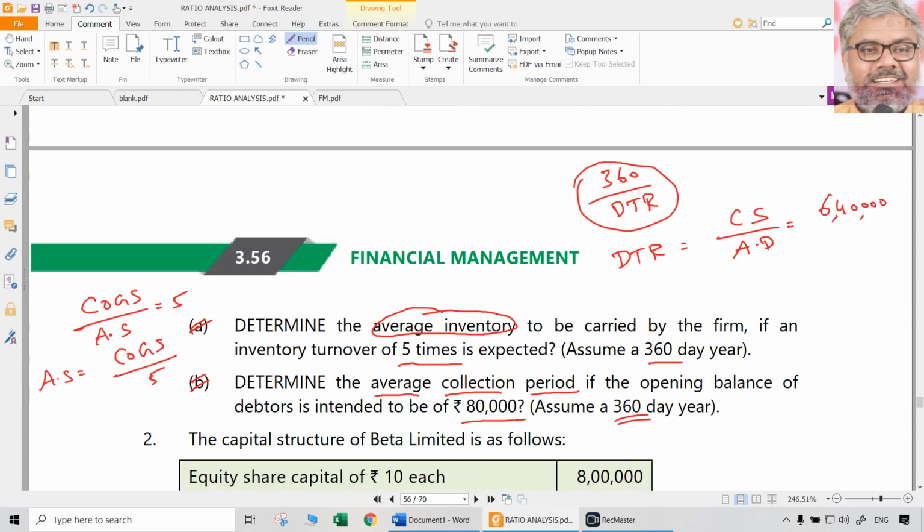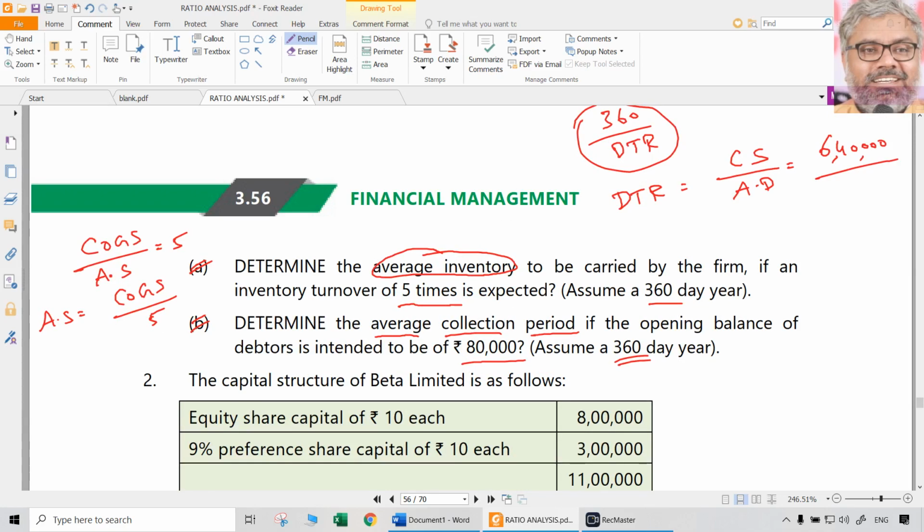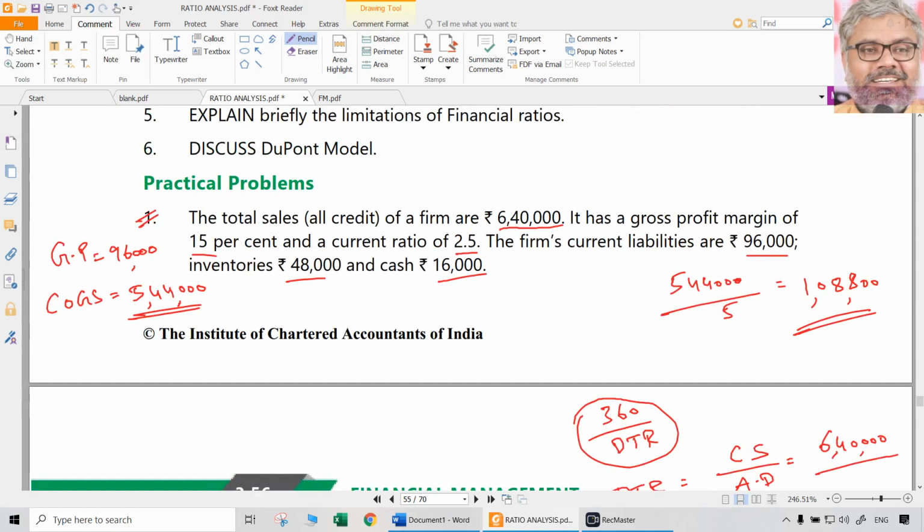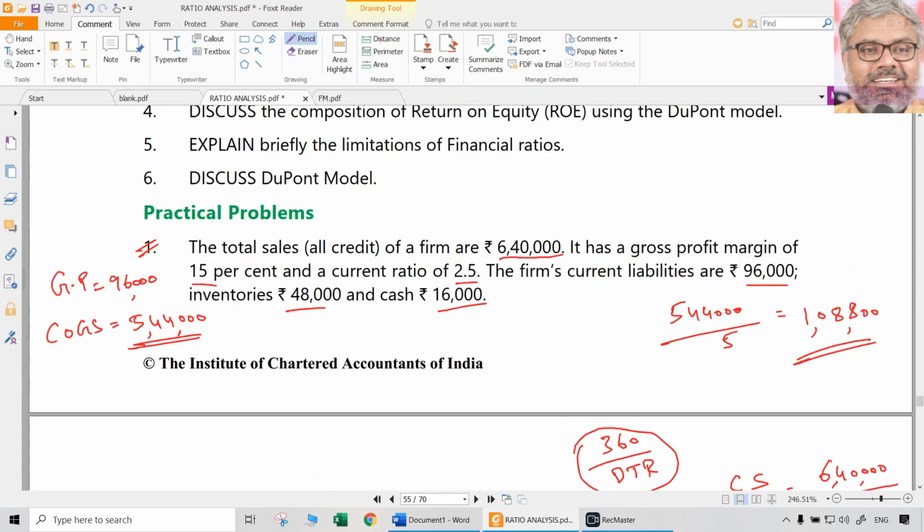6,40,000 numerator is known. But the question comes once again. Average debtors, how should we know? Opening plus closing debtors divided by 2. But opening balance of debtors is given. That is 80,000. Closing balance of debtors is how much? That is not given. That has to be computed. How that can be computed? From the other information that is given. Look at the other information.